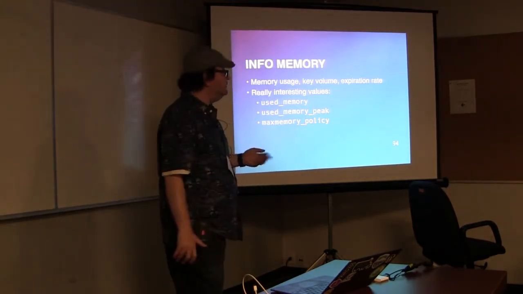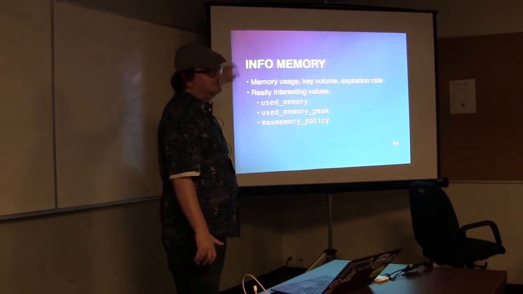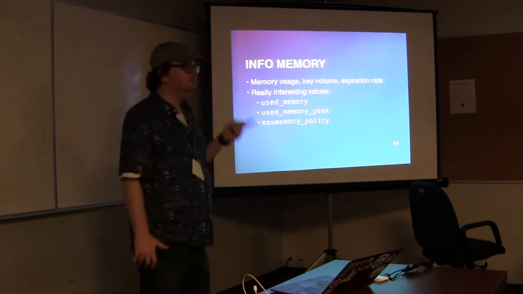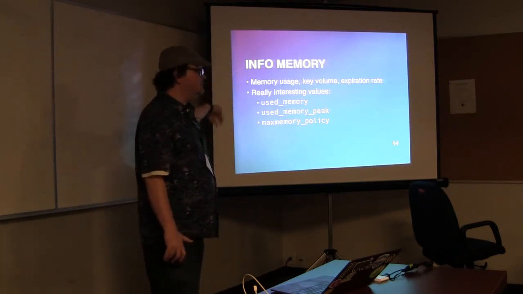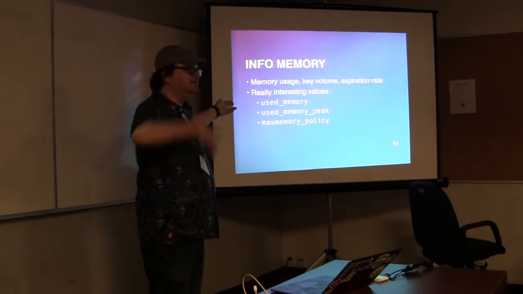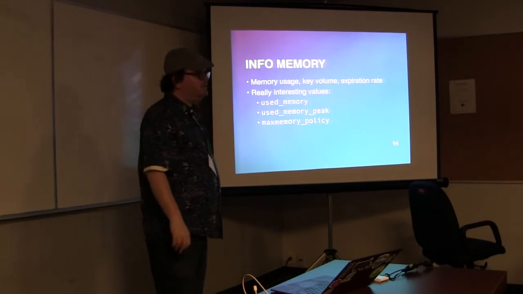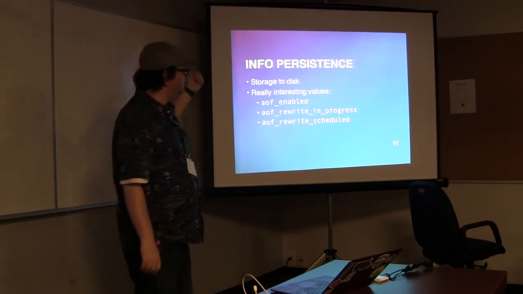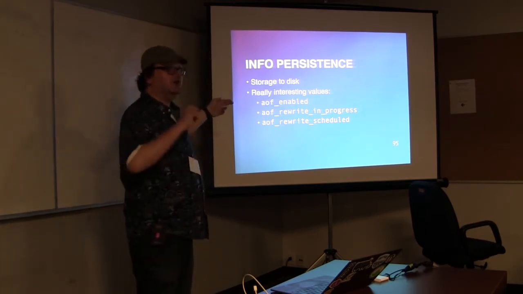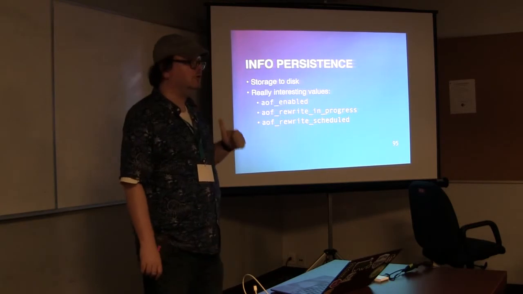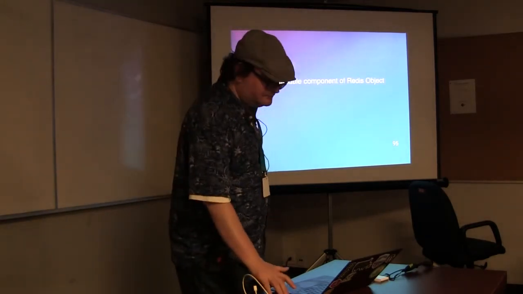So some commands are really useful. Info, memory. Info spits out a whole lot of stuff. Memory is just the memory block from it. Memory usage, key volume, expiration rate. The three interesting values there: used memory, how much memory Redis is currently using; used memory peak, the maximum it's ever reached; and your max memory policy. Persistence is about AOF enabled, which should always be enabled, AOF rewrite in progress, and AOF rewrite scheduled. These will all be Booleans that are either 0 or 1 for false or true.